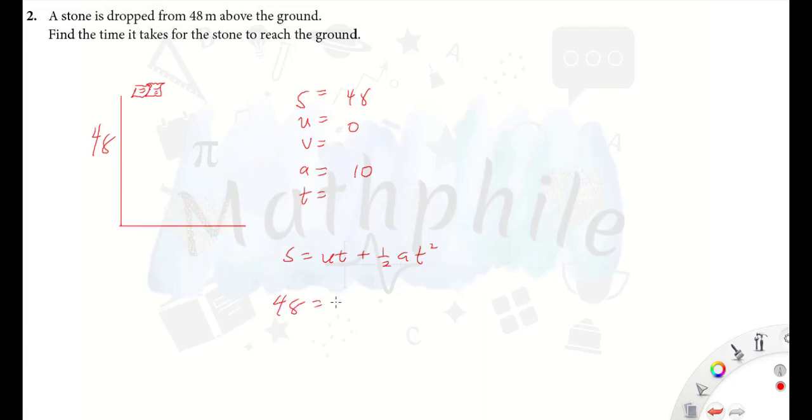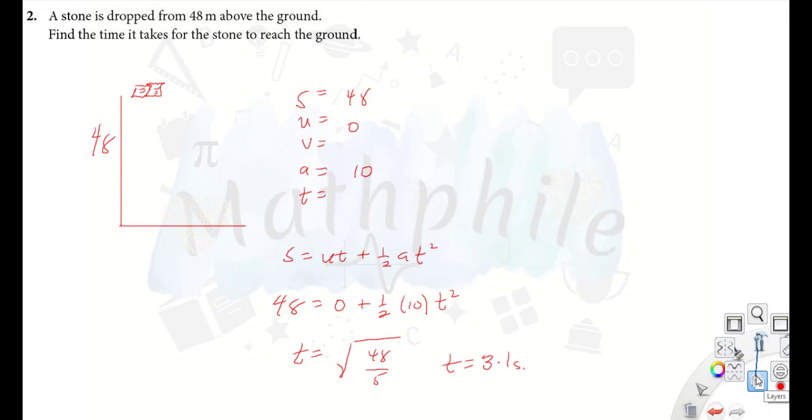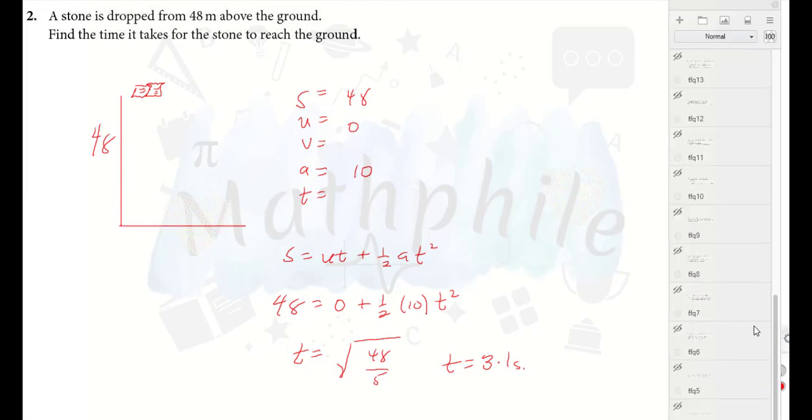And U is 0, so time is 0 plus 1 over 2, acceleration is 10, and T squared, that's what we're looking for. This is 5 times T squared, so T squared is 48 divided by 5. So T will equal the square root of 48 divided by 5, and that should be 3.1. So the time looking for is 3.1 seconds. And that's for that question. Is that okay? Yes, please. Okay, good.